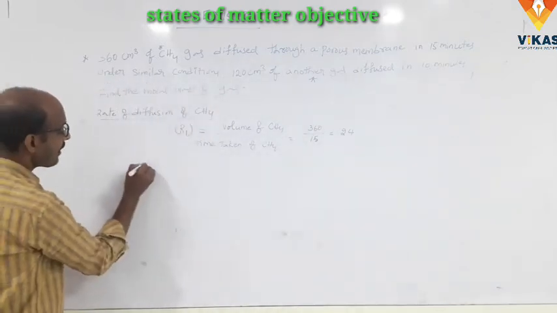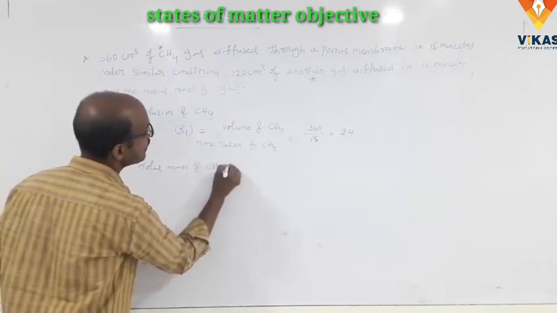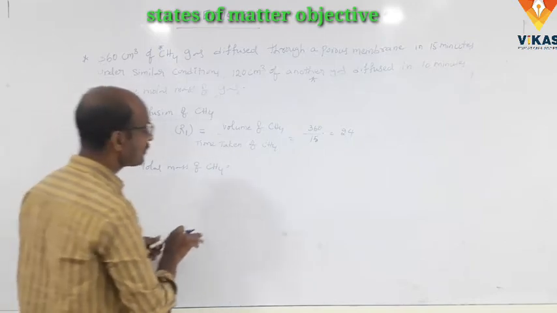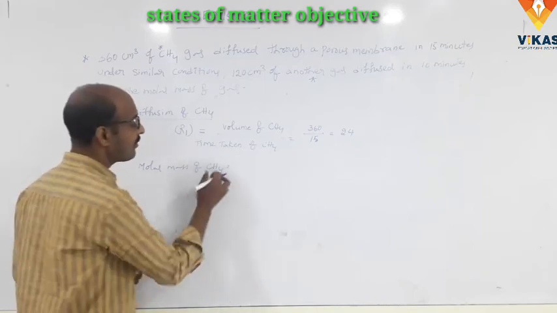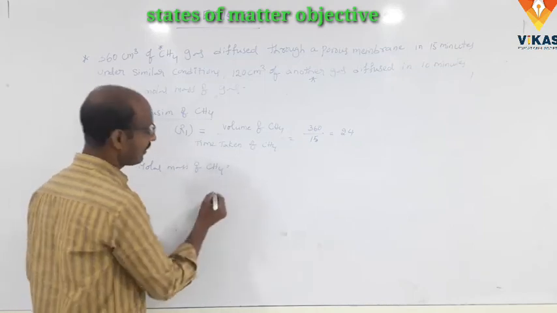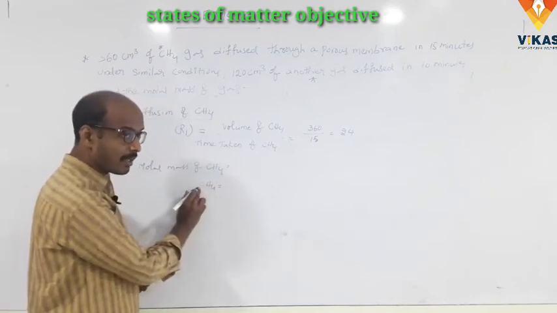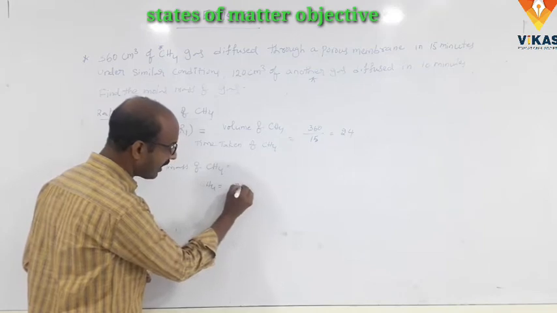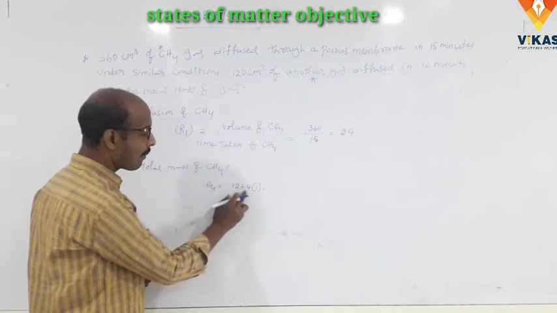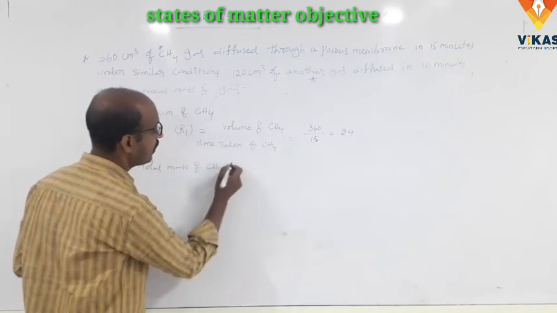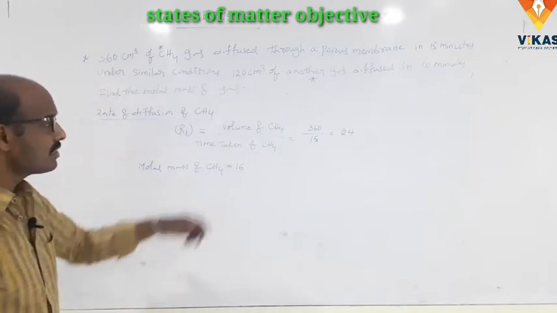Next, the molar mass of CH4. What is the molar mass of CH4? Molar mass of CH4 means molecular weight of CH4. Carbon has atomic number 6 and atomic weight 12, and 4 hydrogens, 4 into 1. Finally 12 plus 4 is 16. So the molar mass of CH4 is 16.